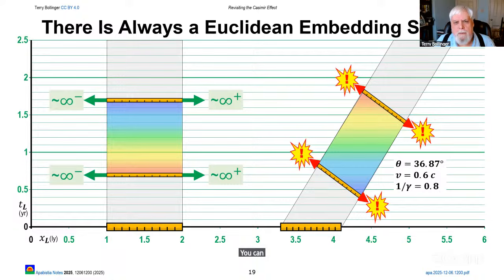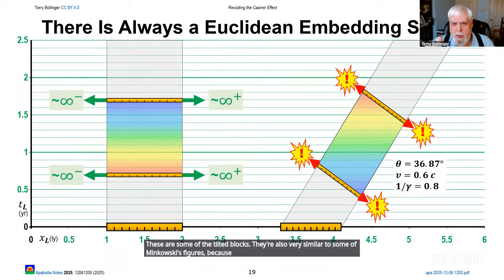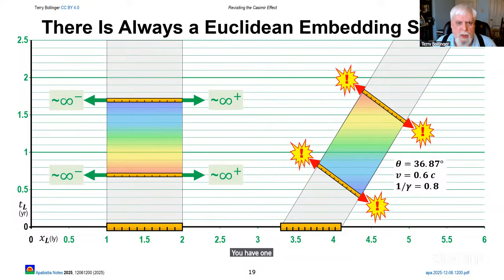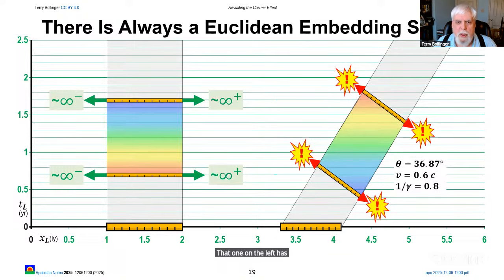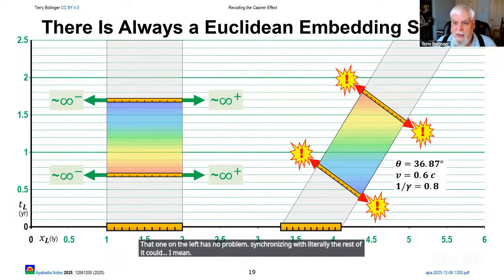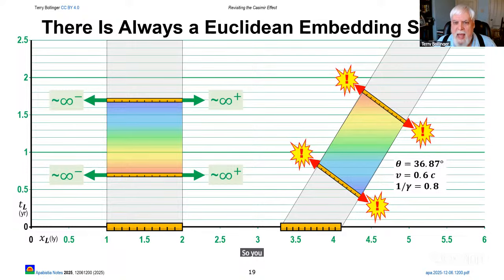You can see this, there's kind of a graphic example here. These are some of the tilted blocks. They're also very similar to some of Minkowski's figures because he also used these trapezoidal blocks. If you look back at his original work, you have one frame over here on the left. Now notice, because that frame has used the time-only definition of going between the iterations, that one on the left has no problem synchronizing with literally the rest of it. This could extend out to the Andromeda Galaxy. The Andromeda Galaxy is not moving very fast compared to us. So you have this huge domain in which those time definitions apply.